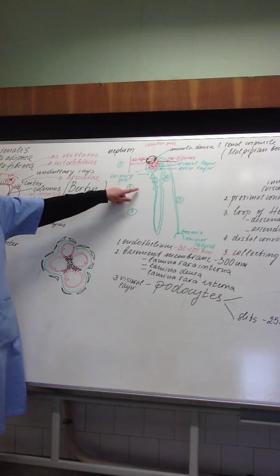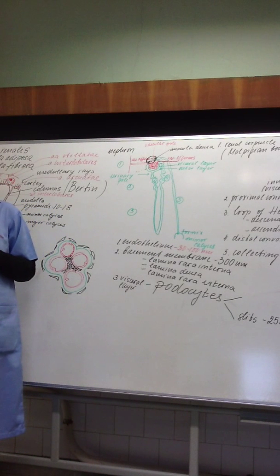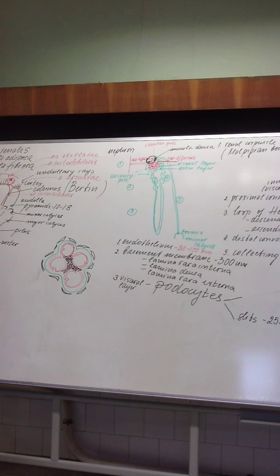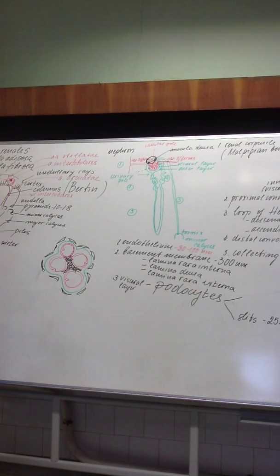Now, the wall of the proximal convoluted tubule is lined by columnar epithelium with a well-developed brush border and numerous basal invaginations with mitochondria in these folds. The epithelium of the proximal convoluted tubule is columnar.